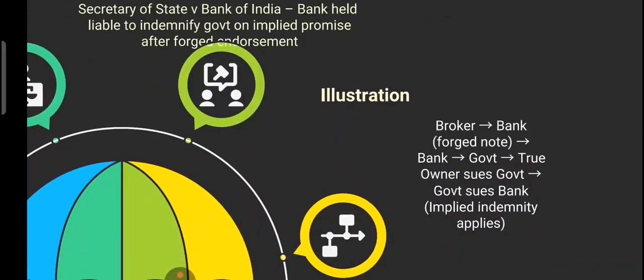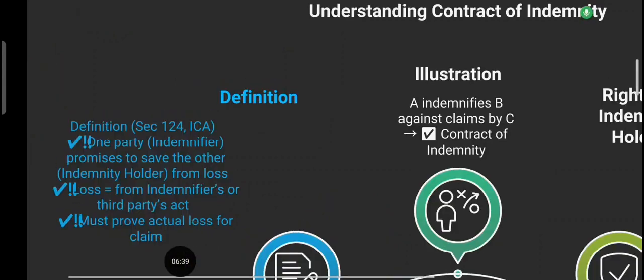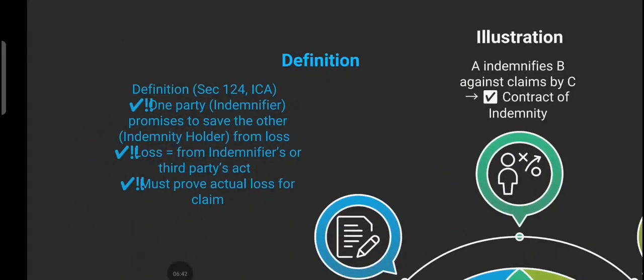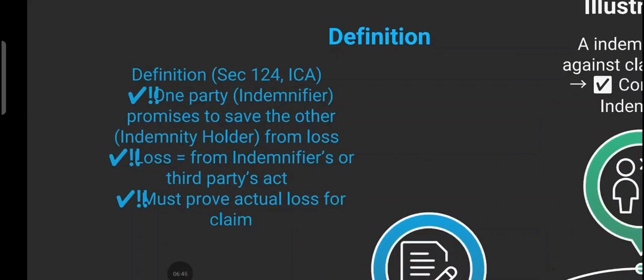So let's understand. I told you an example, right? Now have a look at the contract of indemnity. In this slide we will understand the contract of indemnity as per Section 124 of the Indian Contract Act. ICA means Indian Contract Act. A contract of indemnity is where one party, called the indemnifier, promises to protect the other, known as the indemnity holder, from a loss. This loss can arise from the action of the indemnifier or even from a third party. But here is the key: actual loss must be proven for any claim to be valid, right?